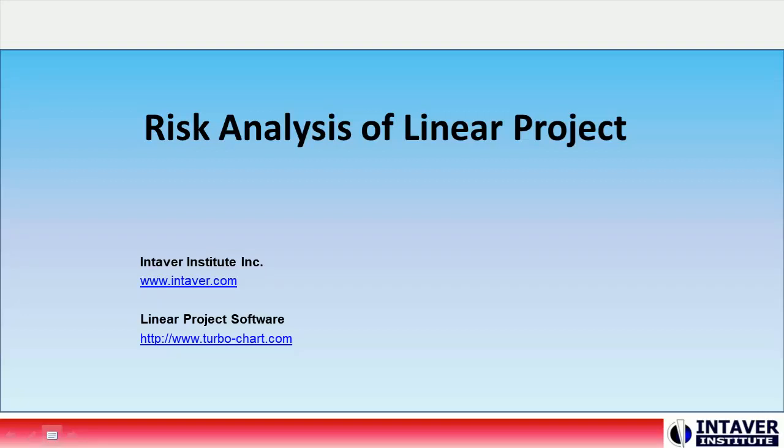Today we're going to take a high-level look at why and how risk analysis is performed on linear projects.